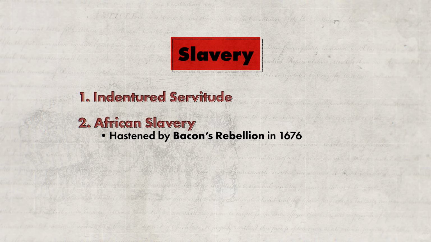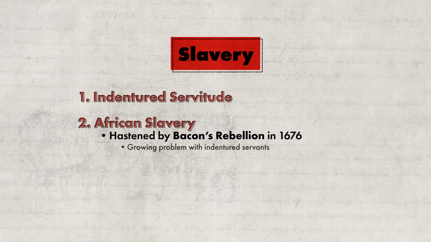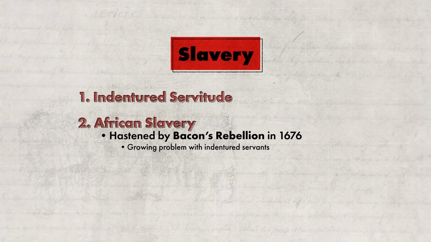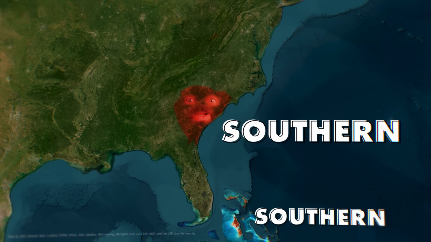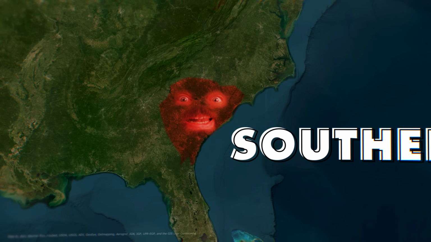Not surprisingly, wealthy planters in the Chesapeake and southern regions got real twitchy about this growing problem with indentured servants, and so they began to increasingly rely on African slaves to work their fields instead. So the planters were like, whoo, problem solved, and now we've got a labor force that can happily work for us and never rise up against us.